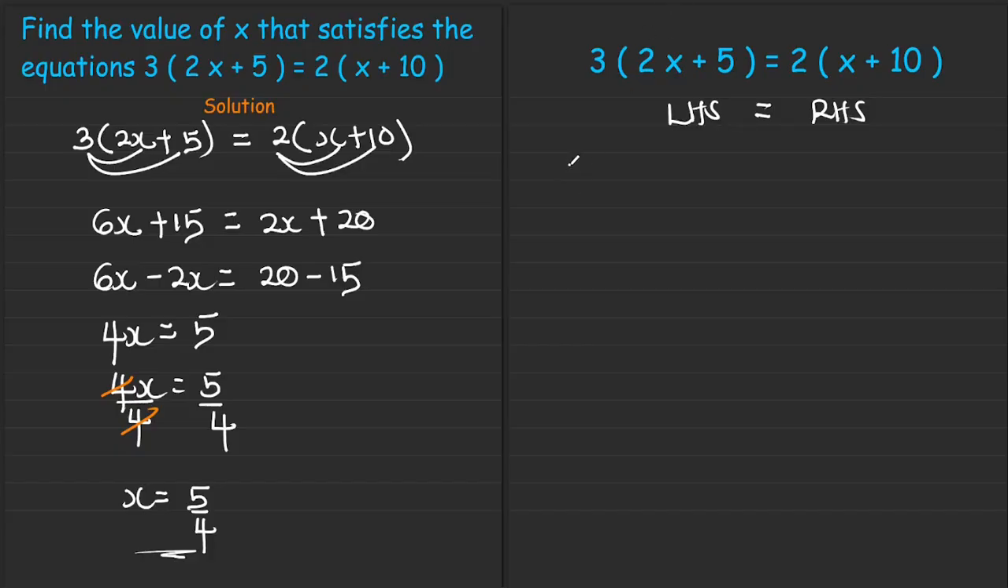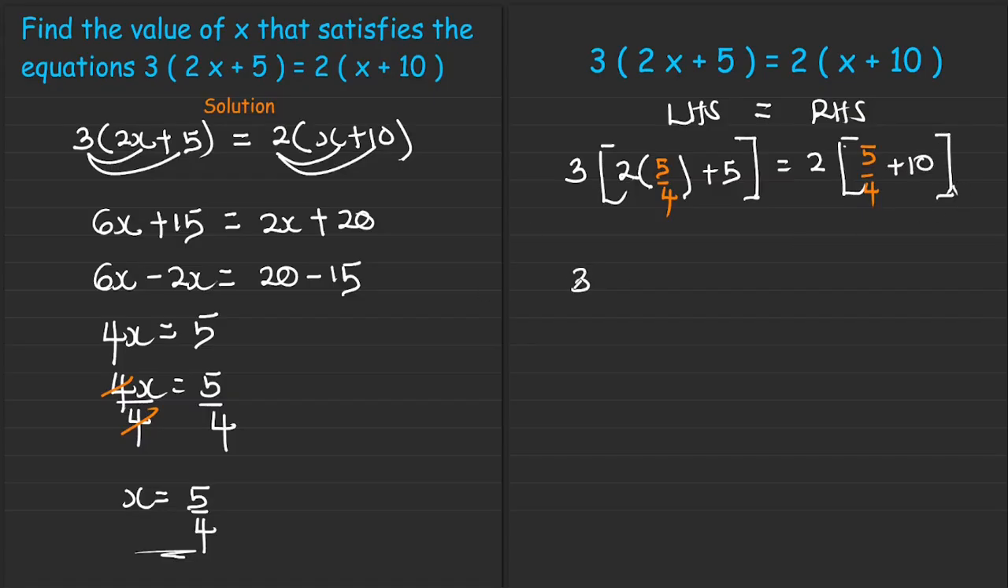So we have 3, then in a bracket 2x. So I'm going to put the x in a bracket, and that is 5/4. And I'll close my bracket. Then plus 5. And for this side, we have 2. Then into bracket, the x comes again, which is the 5/4. Then plus 10.